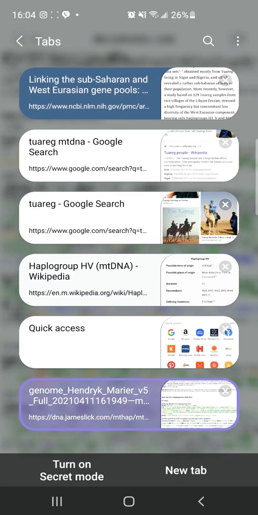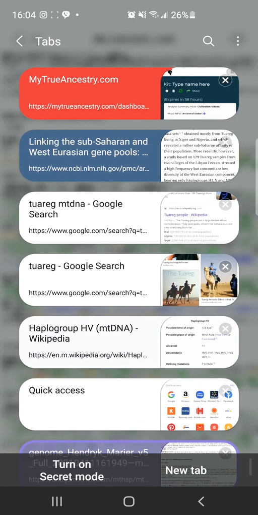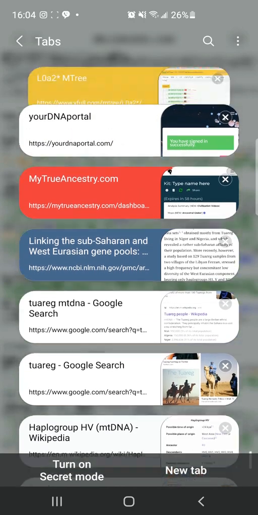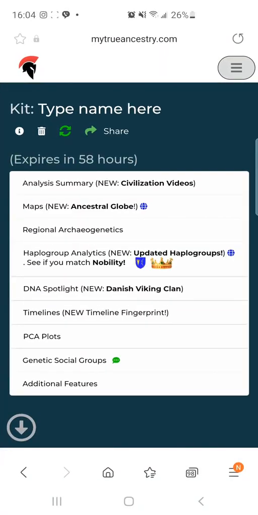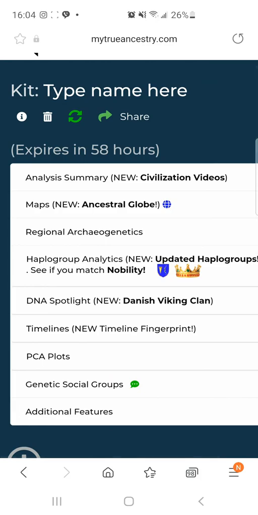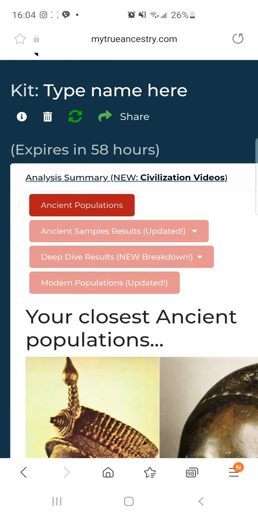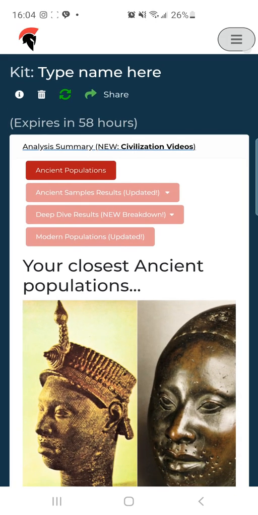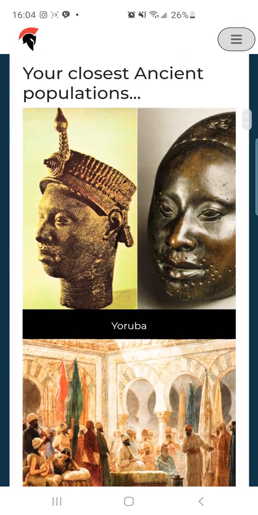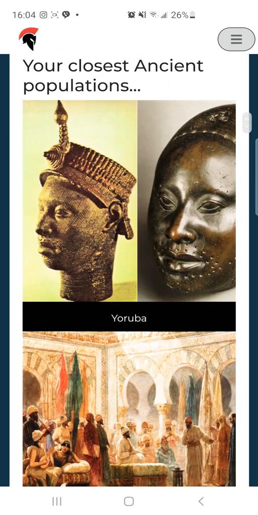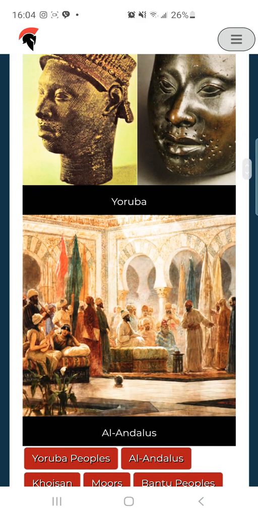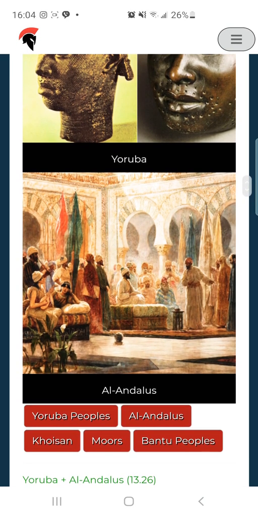Yes, the L0a2 ancestors came from people that were Amazigh or Tuareg people. Okay, but how can I prove this? I will go there and I will show you. Remember, they show Ibero-Mauritian, and these are my two closest ancient populations, Al-Andalus and Yoruba.